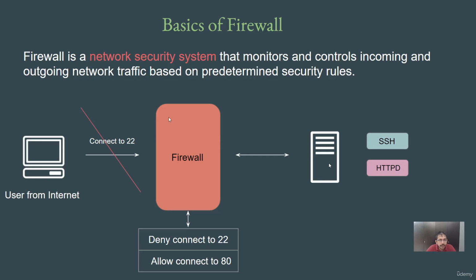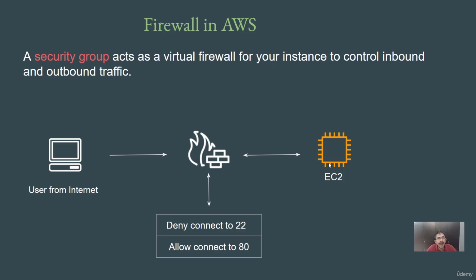Alright, so I hope with this you understood the basic concept of firewall. Now, when we discuss firewall from AWS perspective, we generally refer to it as a security group. This security group acts as a virtual firewall to the instance to control the inbound and outbound traffic. So here you see, you have a firewall. This firewall has a rule, and based on the rule, it will allow or deny the connection to the EC2 instance. So remember, security group is nothing but firewall in AWS.